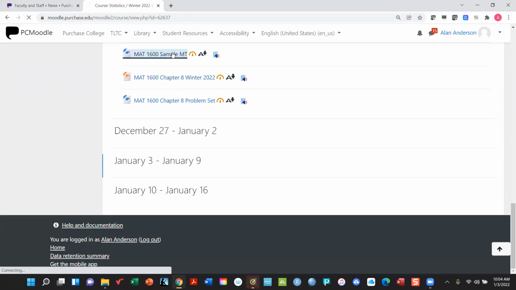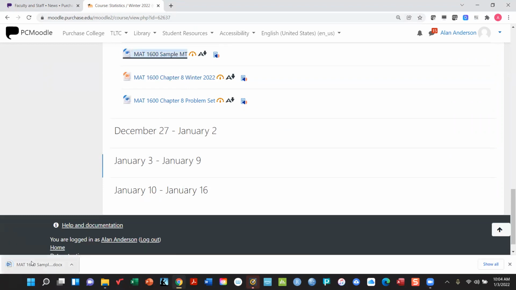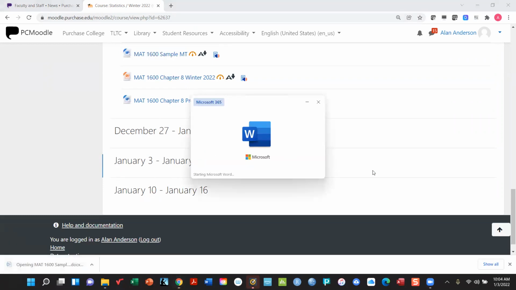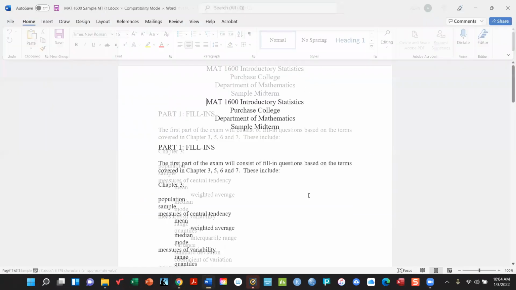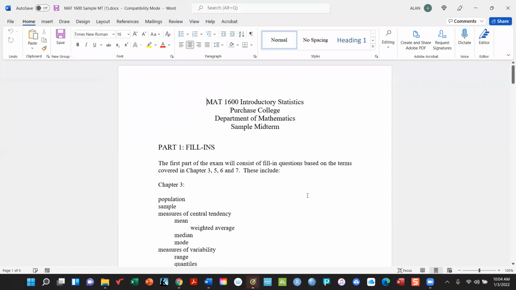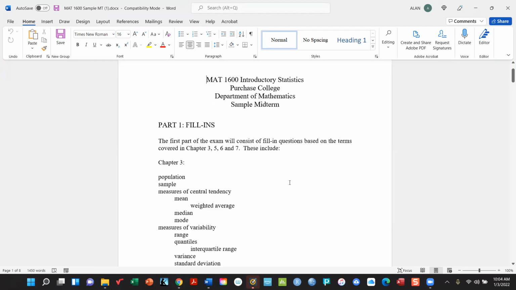The sample midterm, by the way, is here. We posted it last week after Wednesday. So remember, this one is based on chapters 3, 5, 6, and 7 only. So that's where we are right now, as a matter of fact. We just finished 7 the other day. So we're ready to roll on this.